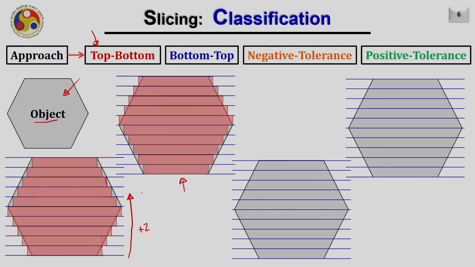One can observe in these two cases that here we are depositing actually less material, right? And here we are depositing actually more material. While in this case, which is the top bottom approach, for this particular object we are depositing less material here and excess material here. This mixture we are getting because we are not really bothered about the tolerance right now. But there are other two approaches, those take care of the tolerance in the object.